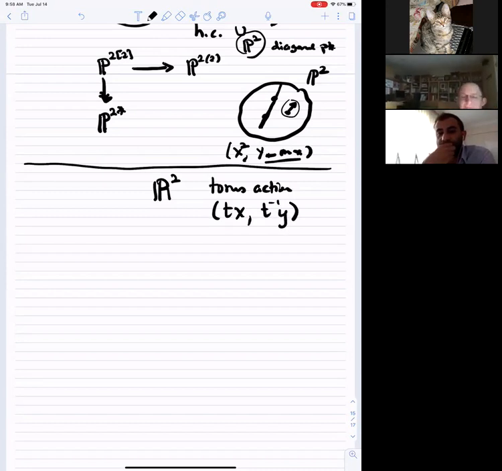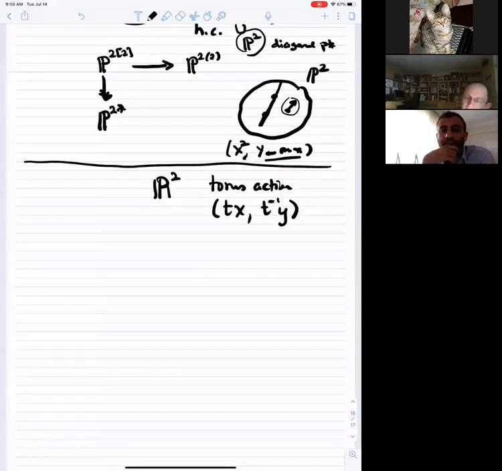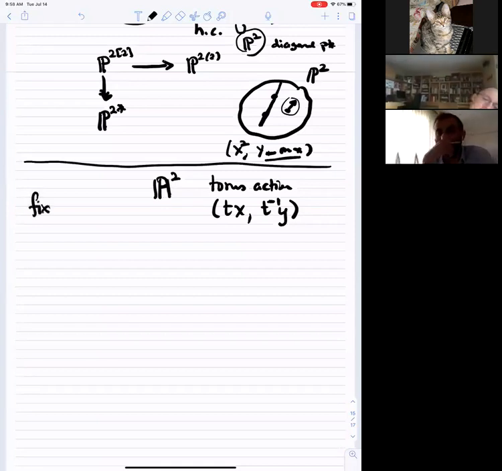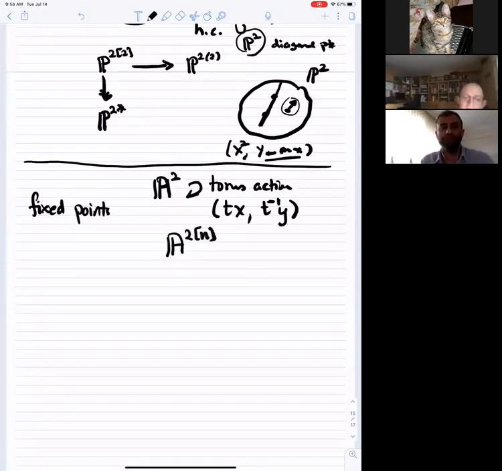Something like this. Is that what I want to do here? I think. Yeah, so if you look at this kind of torus action, then you can look at the fixed points of the torus. Because you have this torus action on A2, the torus also acts on A2n. Okay, and then you see the fixed points of the torus action.